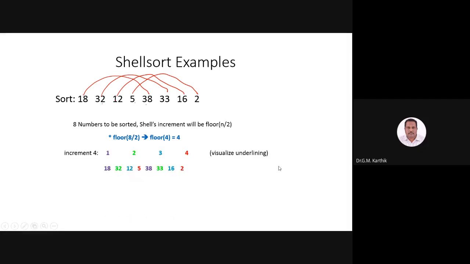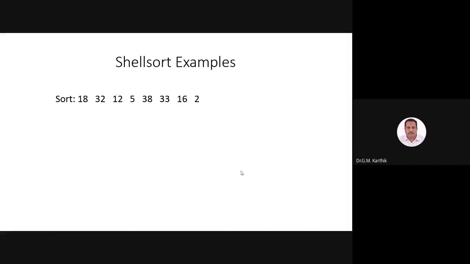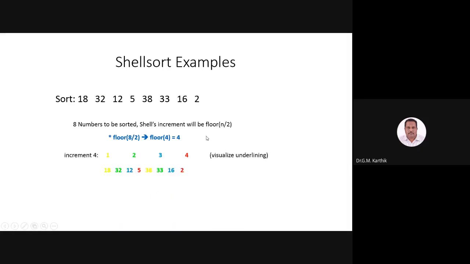So you can see I have given different colors. So 18 will be compared with 38. See whether it is sorted. Yes, it is sorted. So no change. 32 and 33, it is also sorted. So no change. 5 and 16, it is also sorted, so there will be no change. The next iteration is, so you can see the last one is 5 and 2.